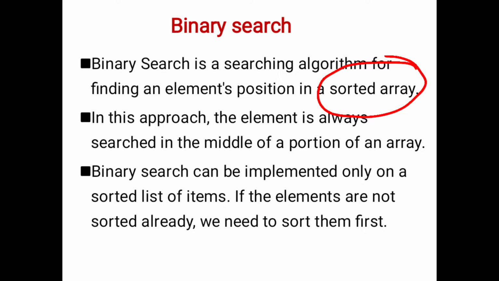Suppose we have a set of elements. First we must sort that array of elements, and only then can we do the searching process. The binary search algorithm finds an element's position, not the element itself. Which element can be found, and what is the position of that element, that is the important thing. In this approach the element is always searched in the middle portion of an array.